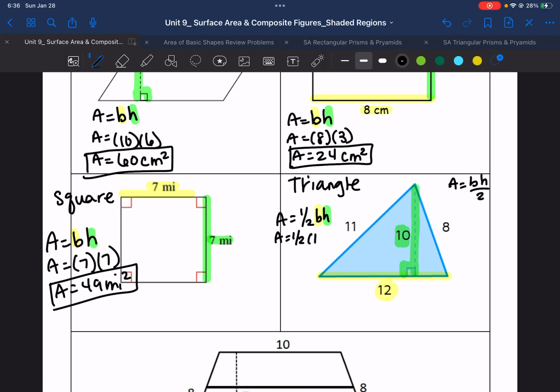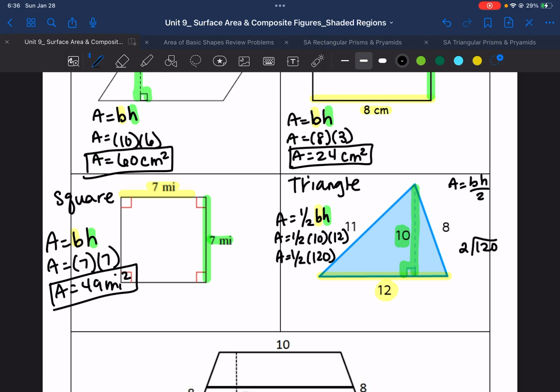So what we're going to have is 10 times 12. Area is equal to 1/2 times 120. So that means what we have to do now is divide by 2. Now, you can always divide. You can always take 120 and multiply by 0.5 or divide by 2. The choice is yours. I'm just going to divide by 2.